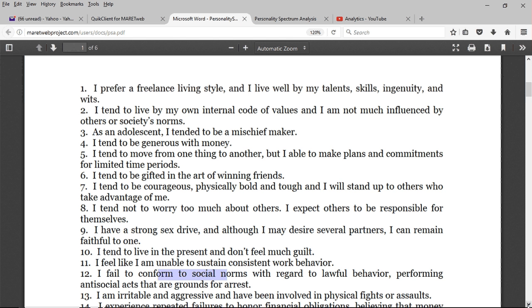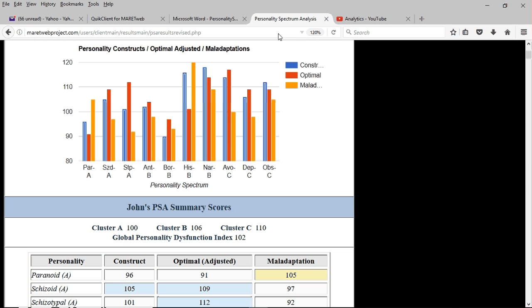A construct is neither optimal nor maladaptive. It's there. It is a combination. Statistically analyzed, it is a combination of maladaptation and the obsessive. It shows us the volume of antisocial.